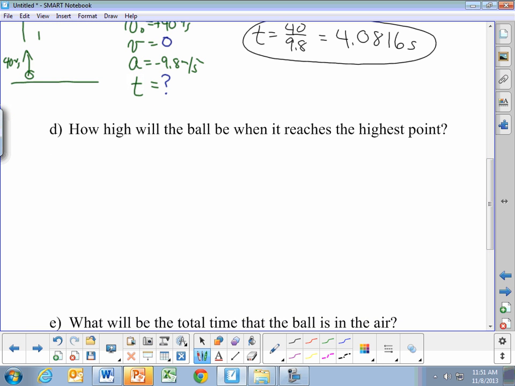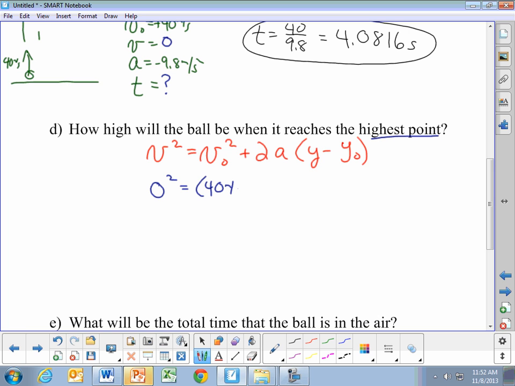Just to do it slightly differently, the other way we could do it is to use the equation that relates the velocity and the position. So the final velocity squared equals the initial velocity squared plus 2 times the acceleration times the final height minus the initial height. Again, we're looking at the highest point, so the velocity at the highest point is 0. So we have 0 squared equals 40 squared plus 2 times negative 9.8 times the height at the highest point, y, which we're looking for, minus the initial height, 0.